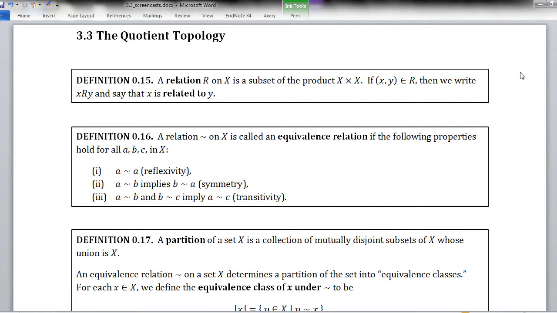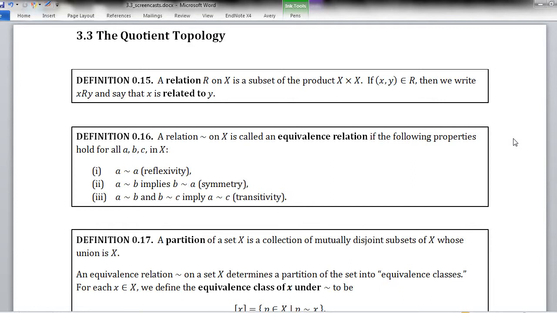Definition 0.15, a relation R on a set X is a subset of the product X times X. In other words, it's a collection of ordered pairs of elements of X. So if the ordered pair (x, y) is in the relation, then we write xRy and we say that x is related to y. Now we're only going to be interested in equivalence relations.